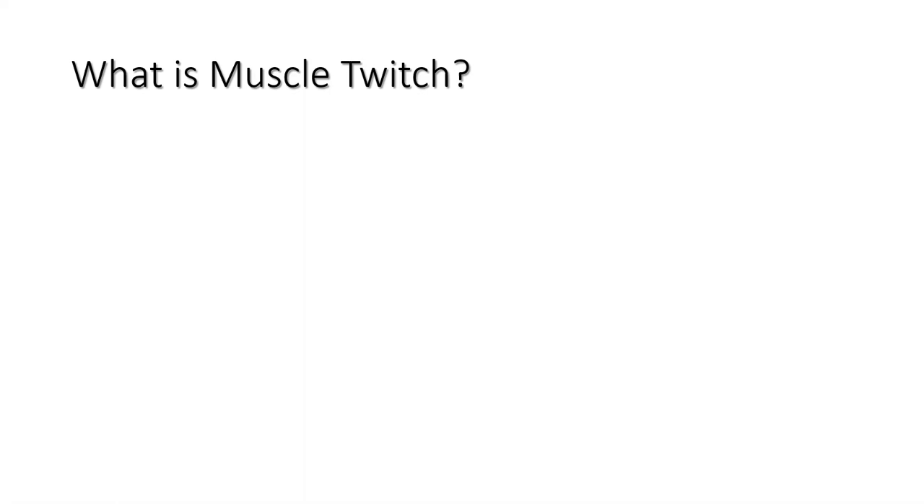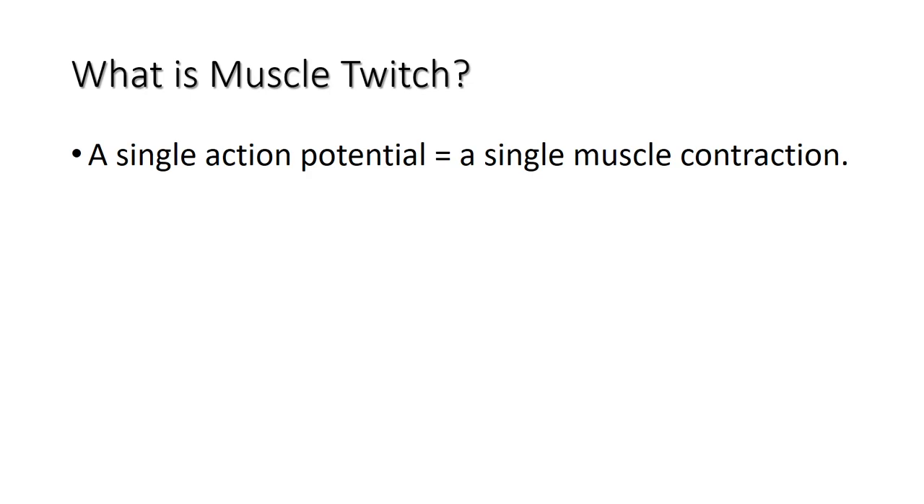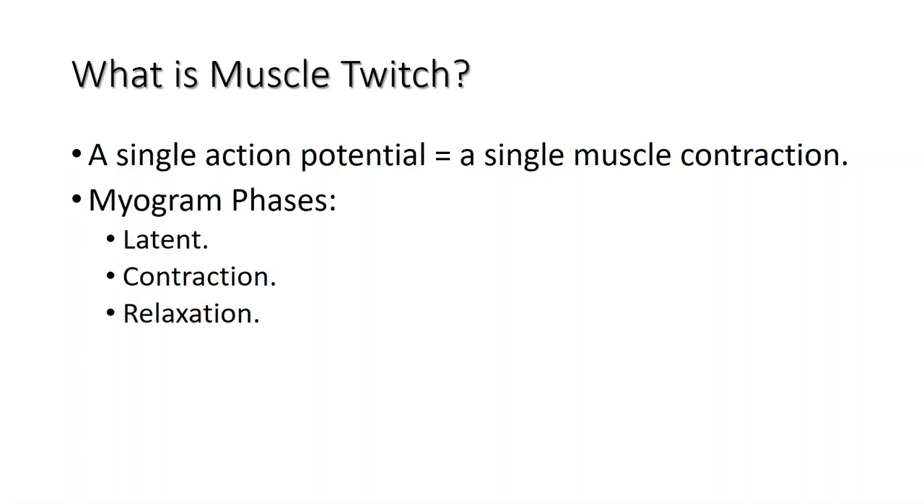A single action potential from a motor neuron will produce a single contraction in the muscle fibers of its motor unit. This isolated contraction is called a muscle twitch. A muscle twitch can last for a few milliseconds or 100 milliseconds depending on the muscle type. The tension produced by a single twitch can be measured by a myogram, an instrument that measures the amount of tension produced over time.